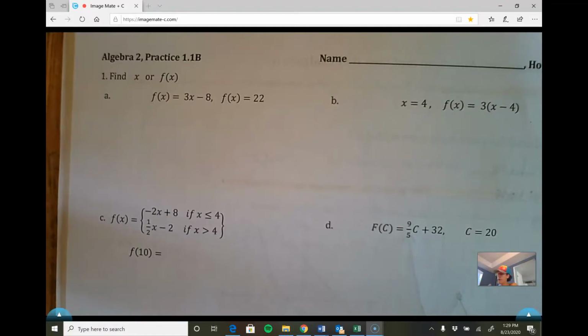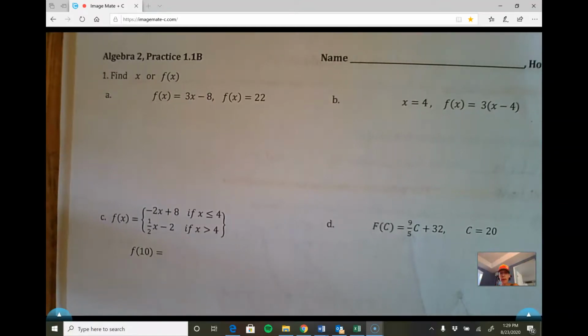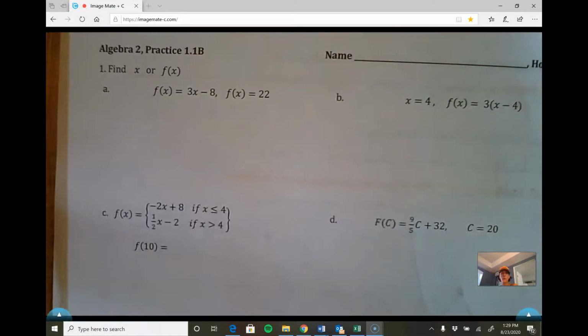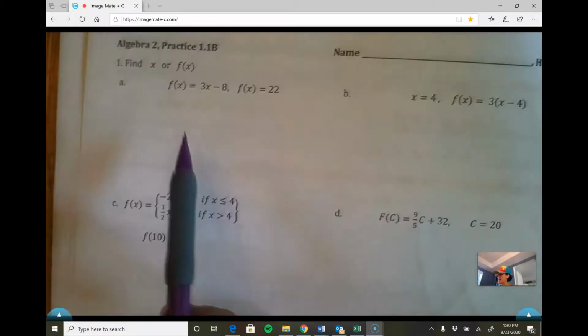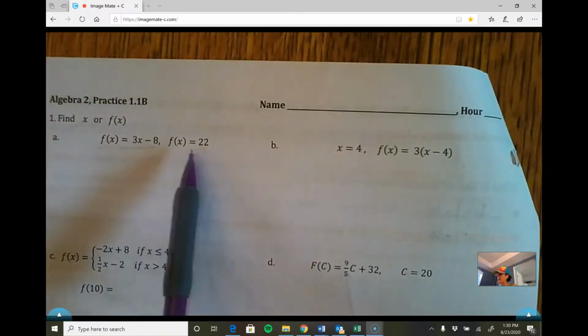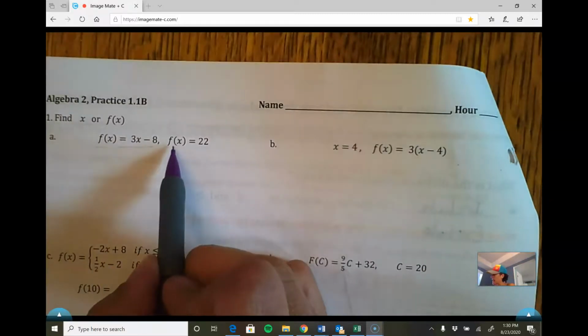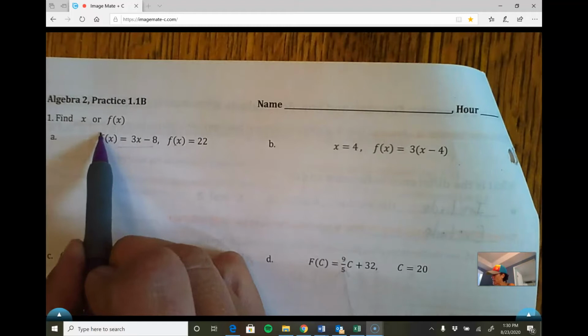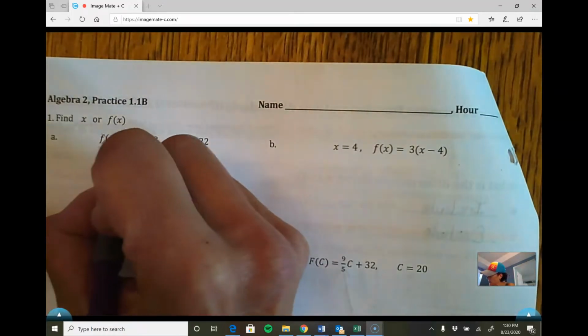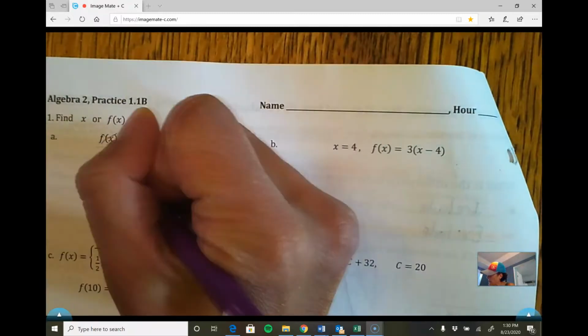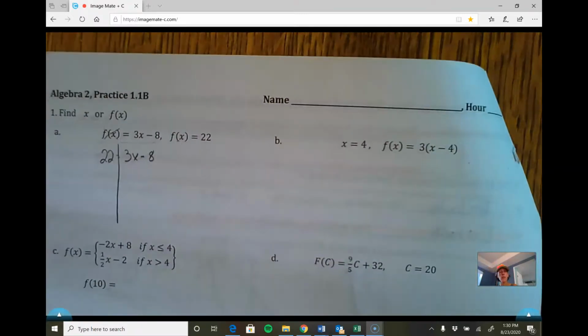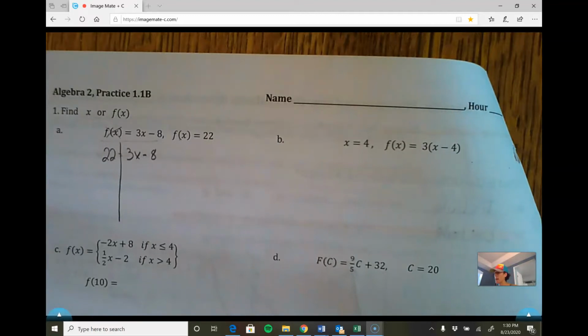All right, so this will be mentioned on the Schoology page, but your practice, I'm on page 8, is to go through this whole thing. So basically you have to look at the function and decide, is what I gave you the y value or the x value? So here, this is saying f of x is 22. So this is going to be replaced by 22. And then your job is to isolate the variable, which we talked about in our first section of 1.1.